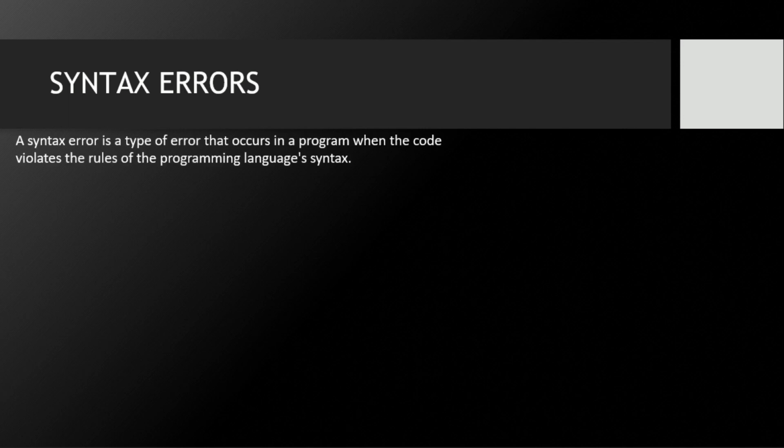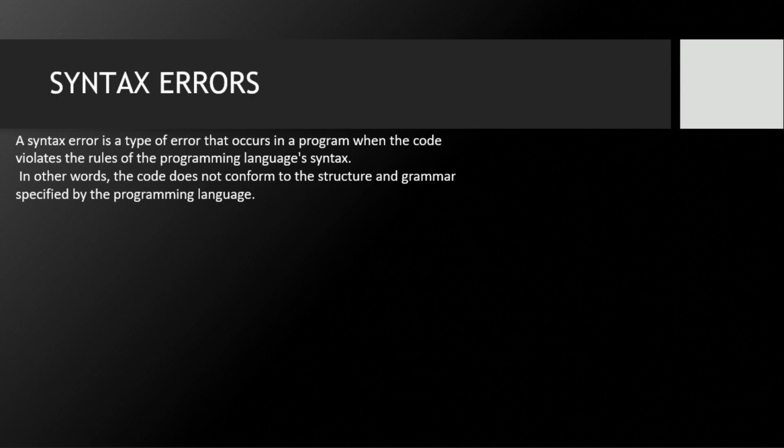So a syntax error is a type of error that occurs in a program when the code violates the rules of the programming language's syntax. I'll give you an example later on, but in other words, the code does not conform to the structure and the grammar specified by the programming language. Let me give you an example in the rules of syntax.